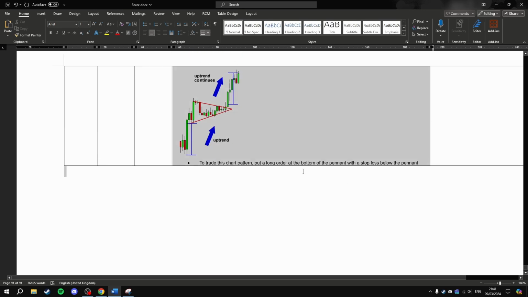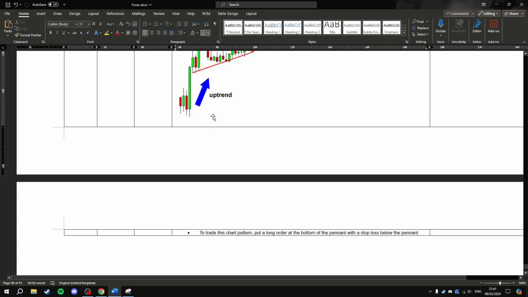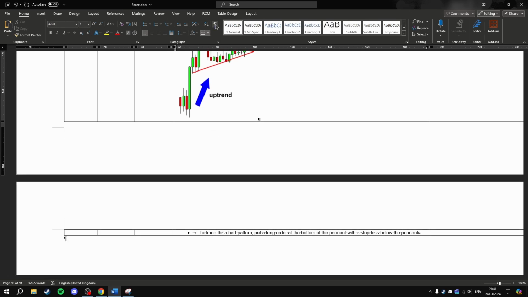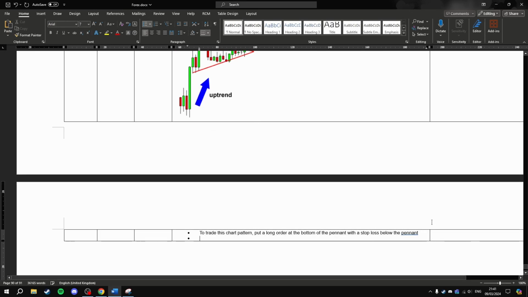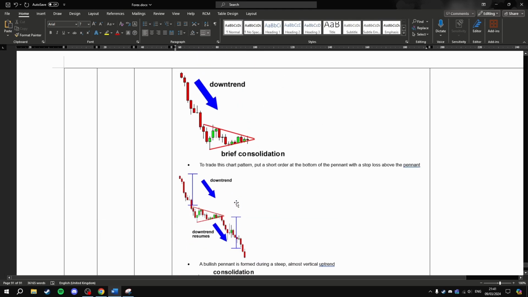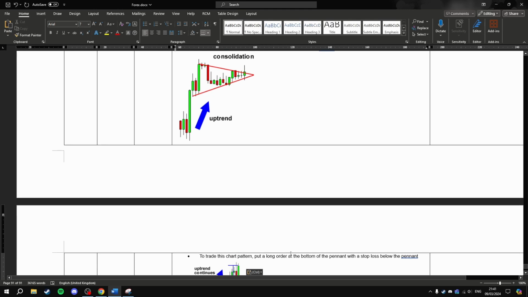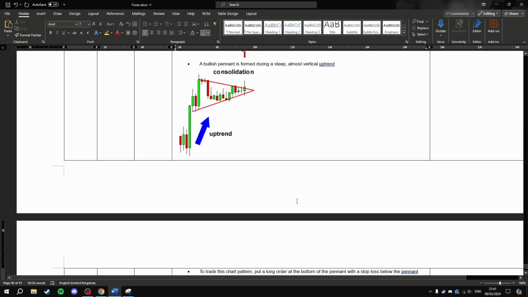I should probably move this. Let's move this bullet chart here. Delete that. Put it here. So to trade this chart pattern, put a long order at the bottom of the pennant. So put it here with a stop loss below the pennant. So like here, right?